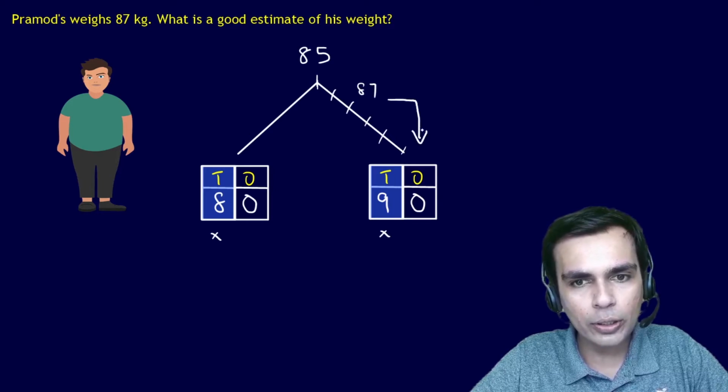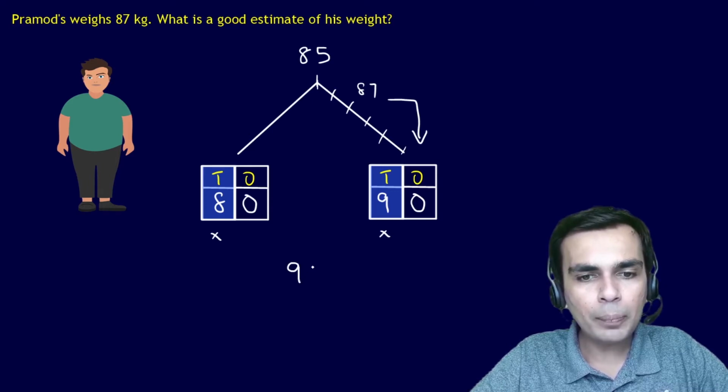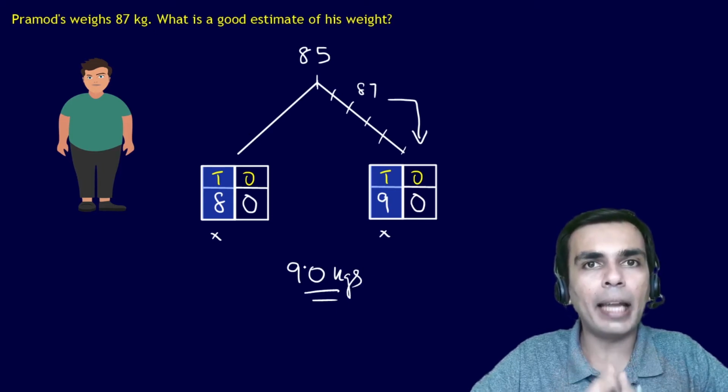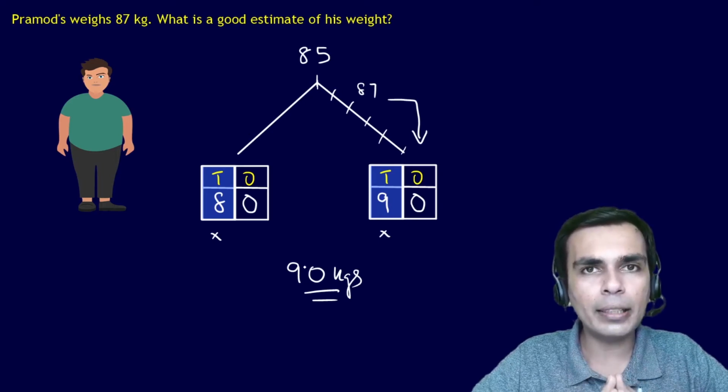Naturally, this is closer to 90. Therefore, a good estimate of Pramod's weight would be around 90 kgs. So Pramod can say, hey, I weigh around 90 kgs. You see, it's easier to understand and remember 90 than to remember 87, right? And it's okay. 90 is very close to 87.